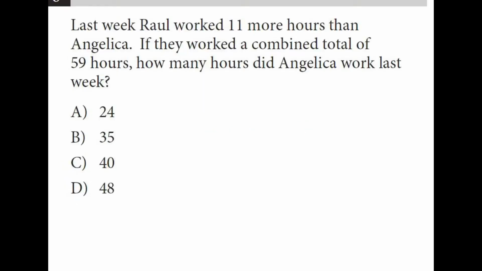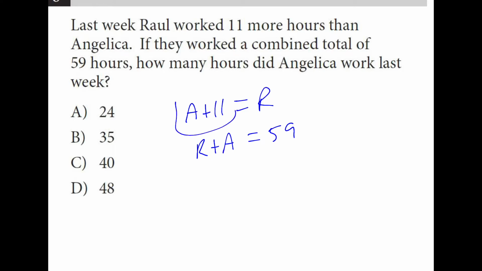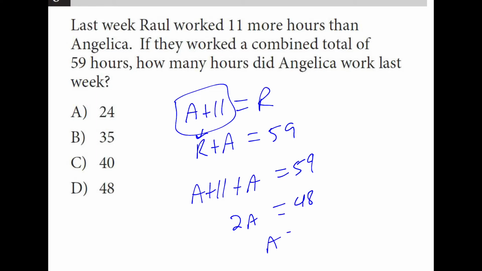Last week, Raul worked 11 more hours than Angelica. So we have Angelica plus 11 is equal to Raul. And then Raul plus Angelica is equal to 59 total. So I could use substitution here, plug this in for R. So I have A plus 11 plus A is equal to 59. If I subtract 11 from both sides and combine like terms, I get that Angelica worked 24 hours.